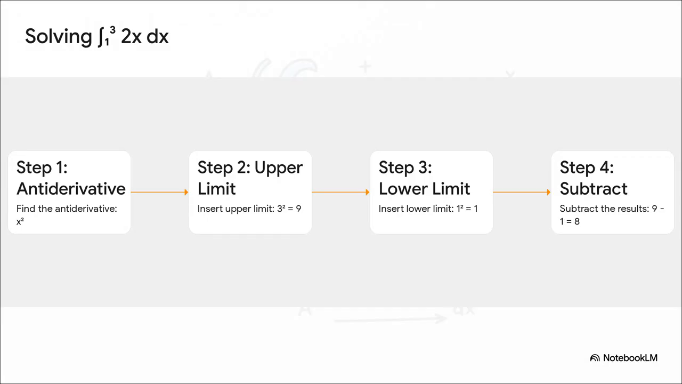First, you find the integral just like before. So the integral of 2x is just x squared. And for these definite integrals, you can actually forget about the plus c. It just cancels out anyway, so we can ignore it.